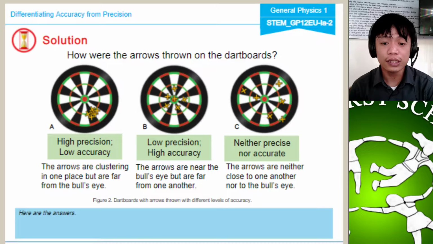Next, how about the letter C? Neither precise nor accurate. So, the arrows are neither close to one another nor to the bullseye. So, that's it. They are neither precise nor accurate.